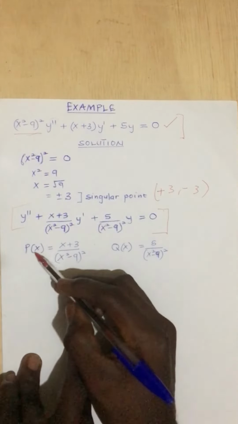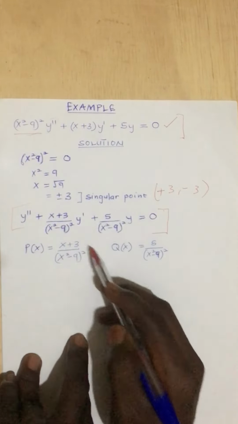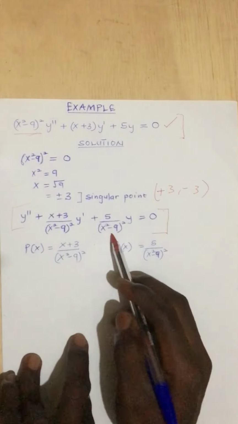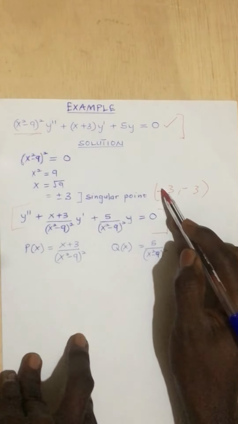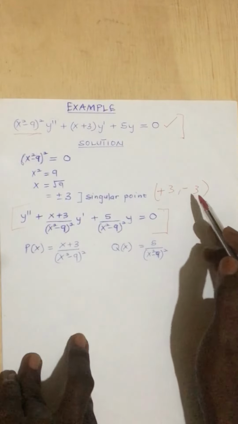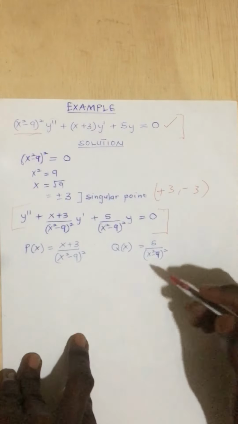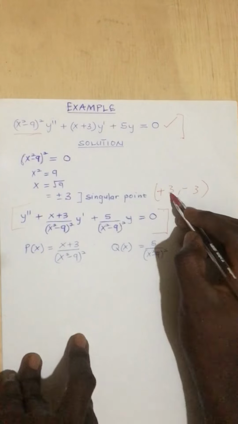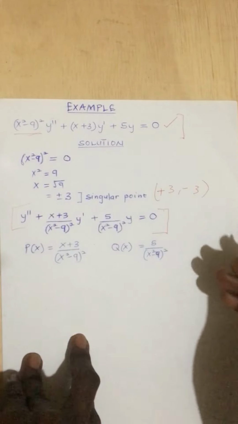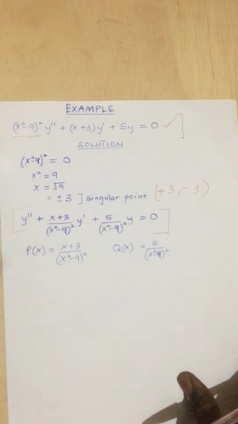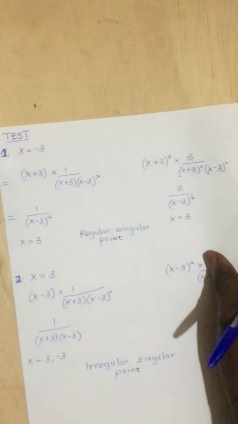So we now know our p of x will be this and our q of x will be this. Now we also know our singular points to be 3 and minus 3. So we are going to check whether 3 or minus 3 is a regular or irregular singular point. This is how we are going to test for that.